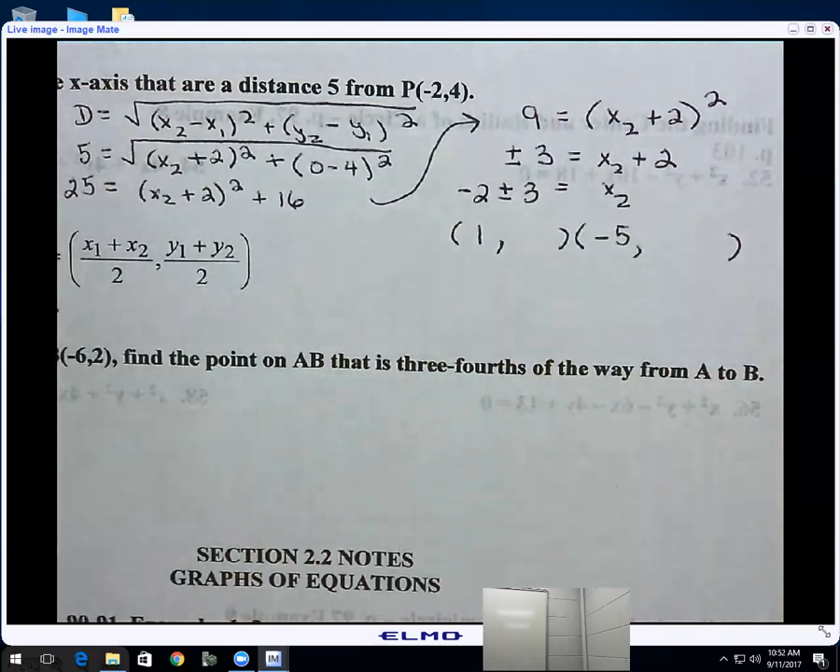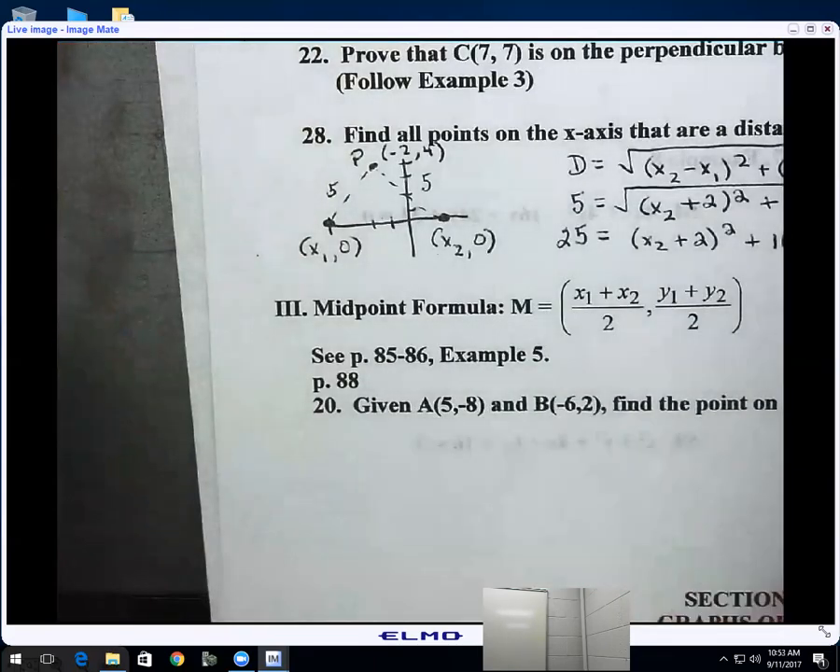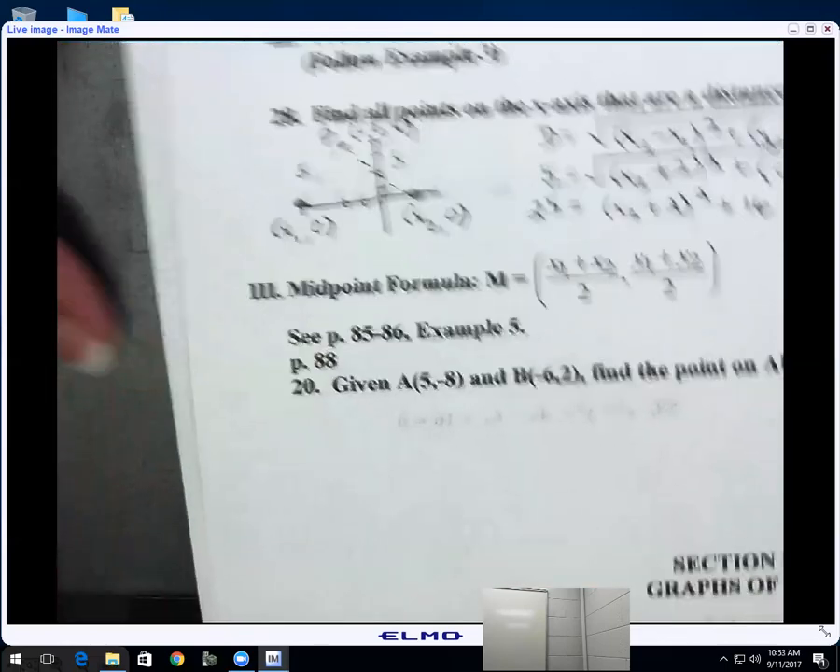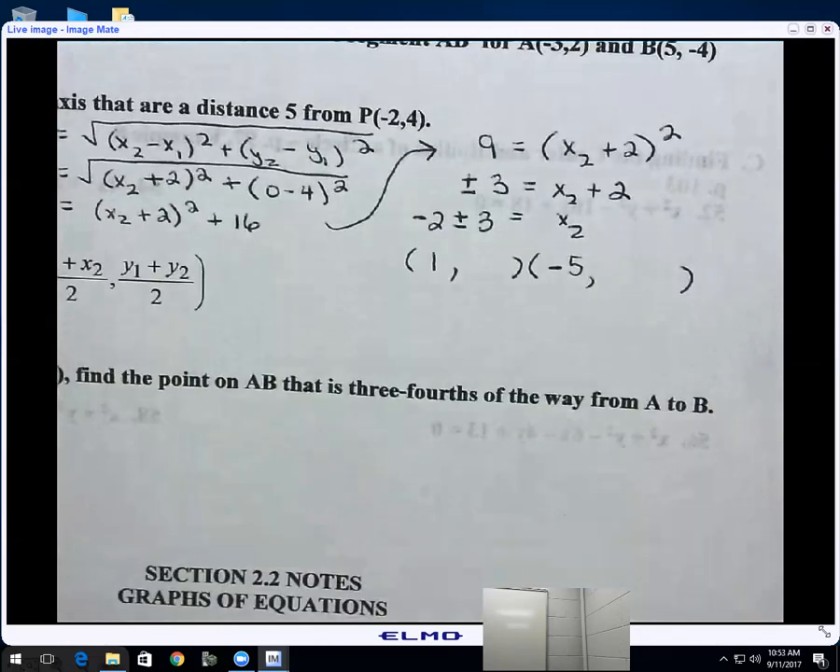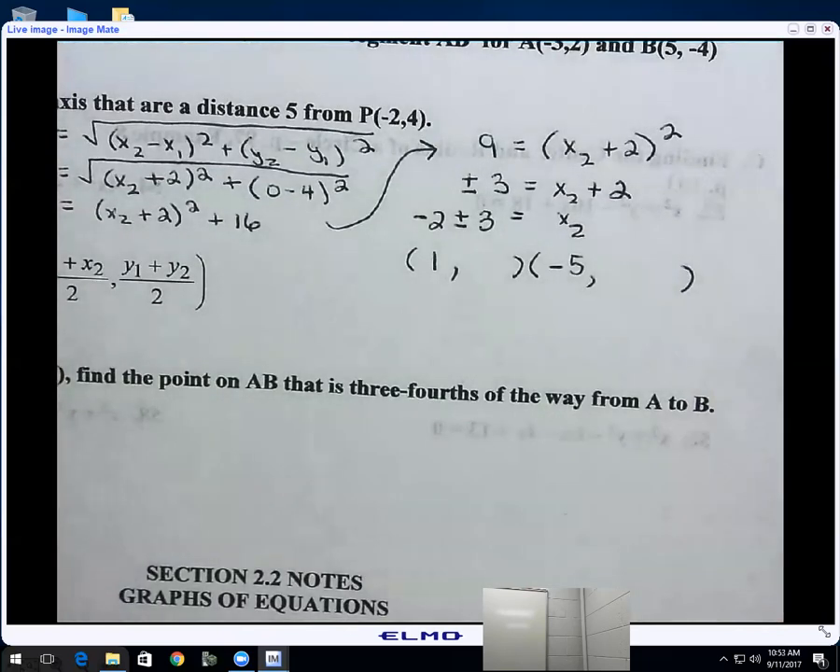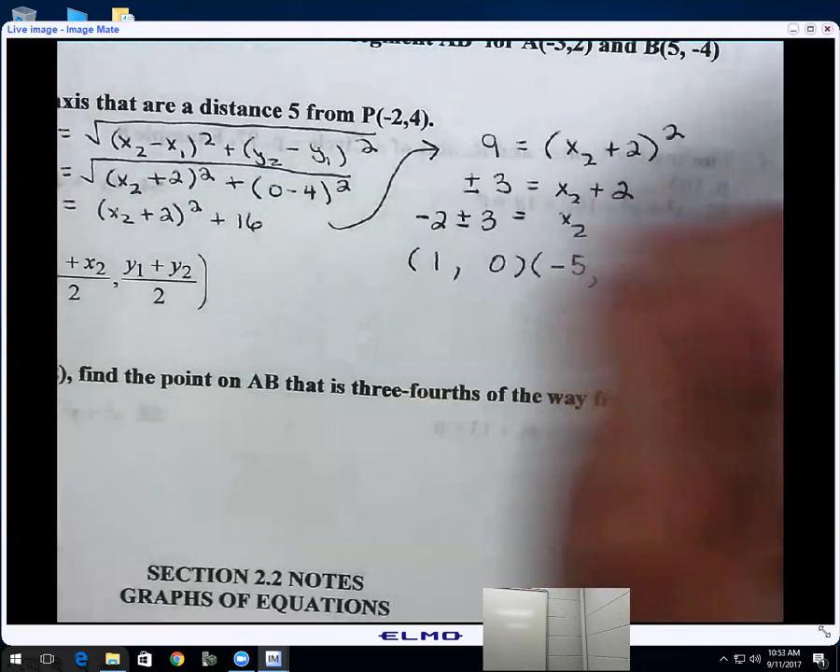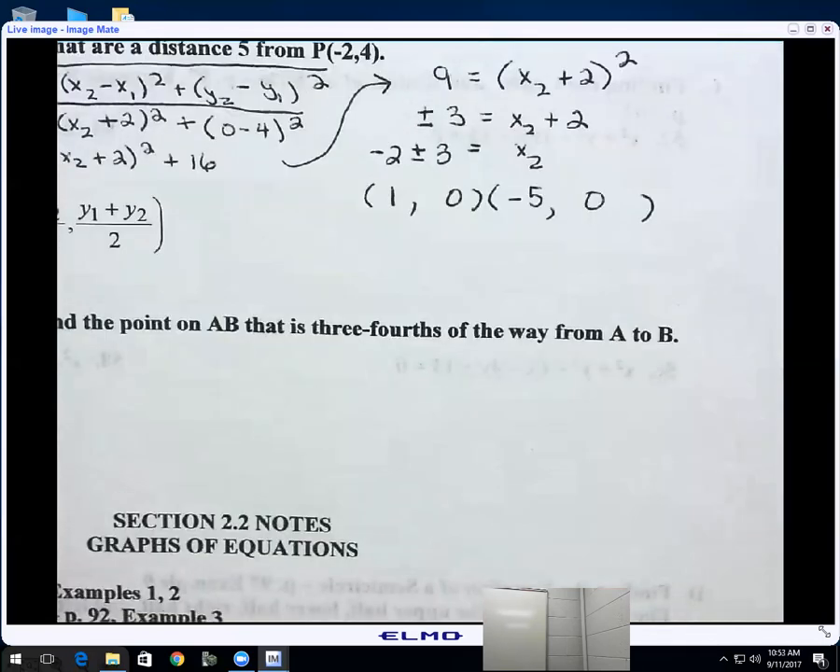Yes. You could guess. I think it's close to 1. I think it's close to negative 5, but we found out for sure the x's are 1 and negative 5. And how would I find the y's? Yeah, we know it's on the x-axis, so y is 0.